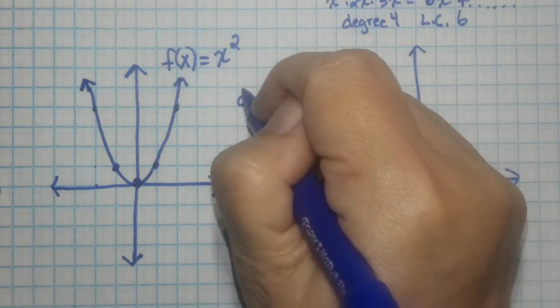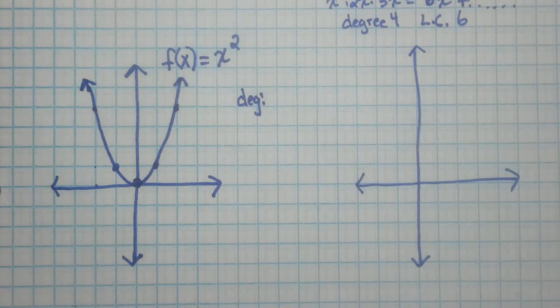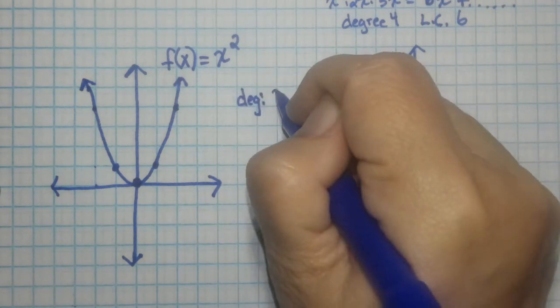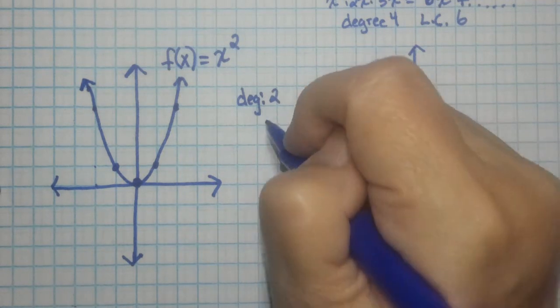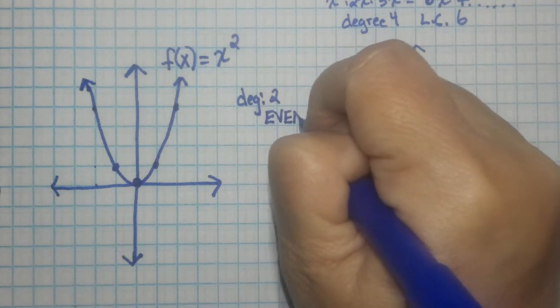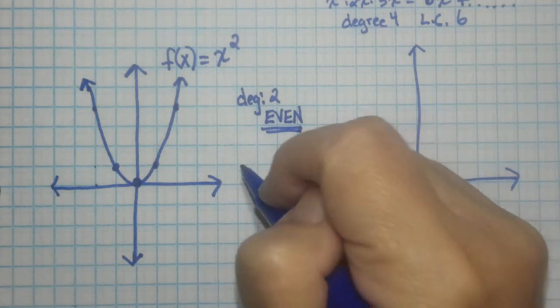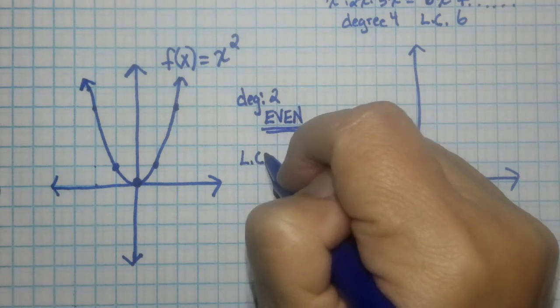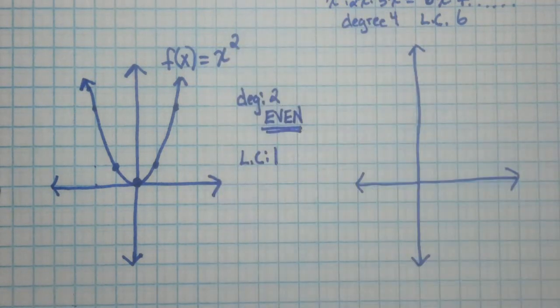So what is the degree of this function? 2. Is 2 an even or an odd number? Even. So when we're looking at our degree, what's important is whether the degree is even or odd. All right, and what is our leading coefficient? 1. And is that positive or negative?